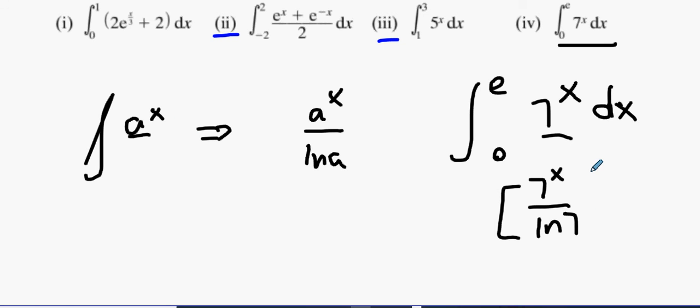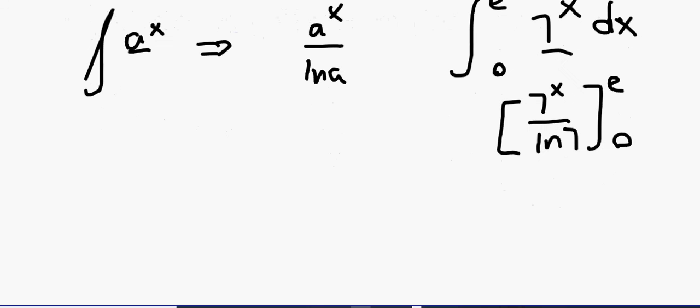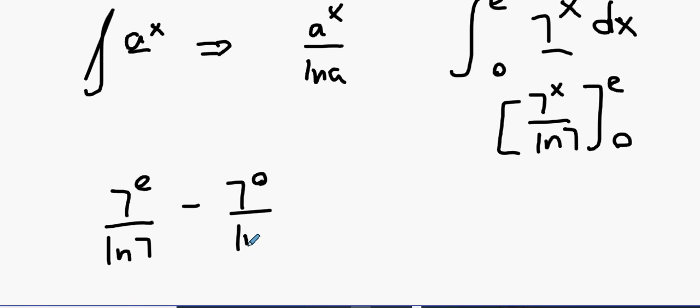Okay, now you have e and 0. So what are you going to do now, Oscar? Put in the e to the x, minus 7 to the power 0 over ln 7. What is 7 to the power of 0? 1. Alright?